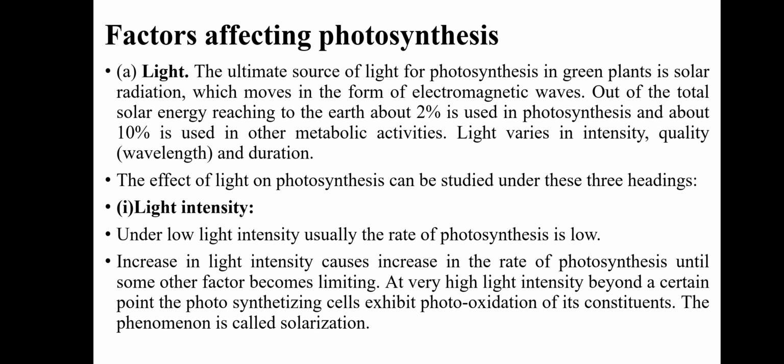So then, the factors affecting photosynthesis. What are the factors that affect photosynthesis? One is light. Light is the source of energy for photosynthesis, and it is the most important raw material of photosynthesis. The effect of light on photosynthesis can be studied under three headings. One is light intensity. Under low light intensity, the rate of photosynthesis is low. An increase in light intensity causes an increase in the photosynthesis rate.